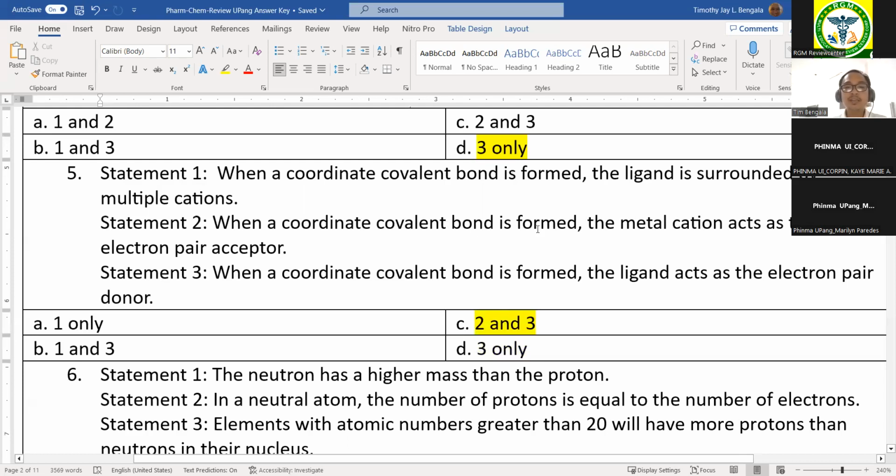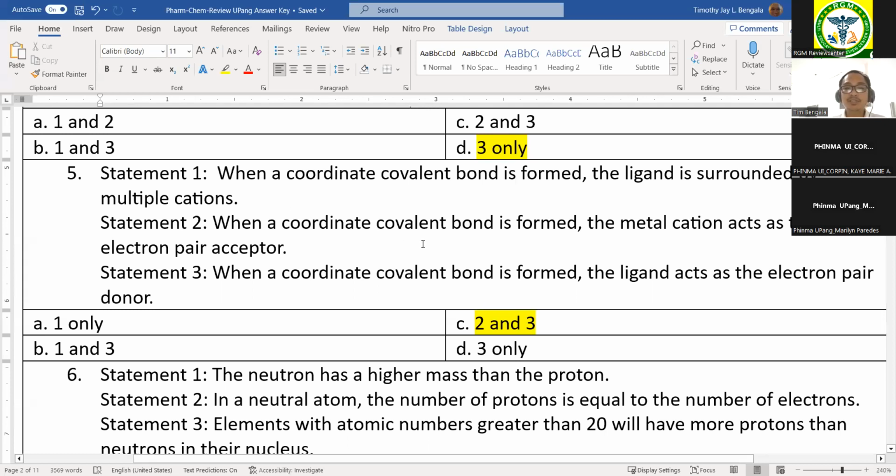When a coordinate covalent bond is formed, the ligand is surrounded by multiple cations. So statement number 1 is incorrect, because hindi ganun yung situation. The ligand is actually not surrounded, but the metal cation is the one surrounded by the ligand. So different yung situation.